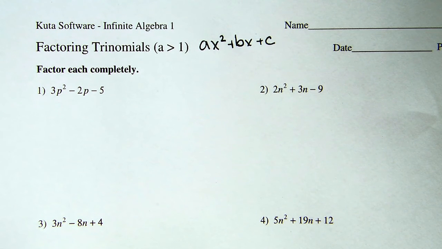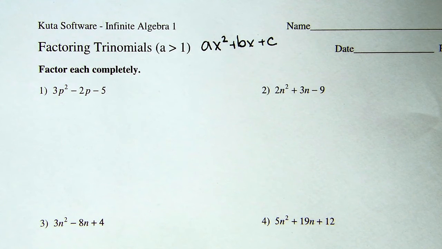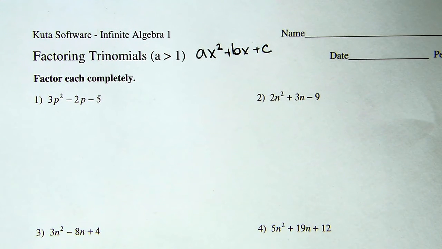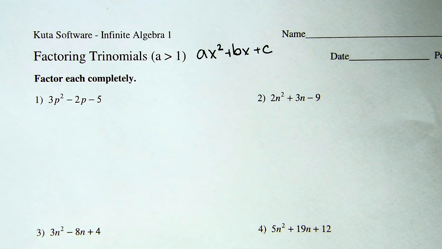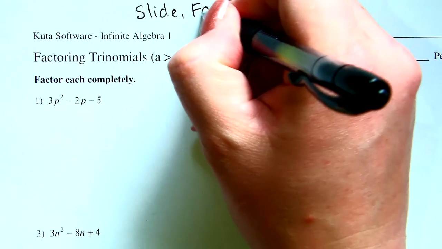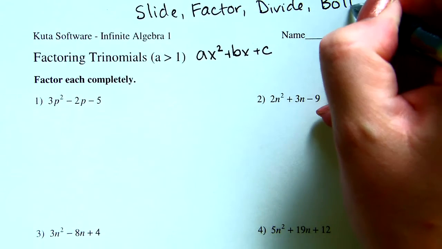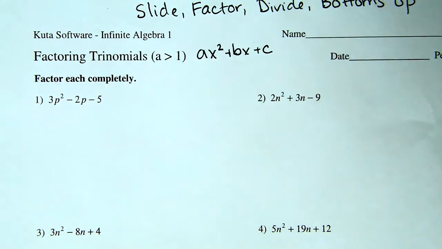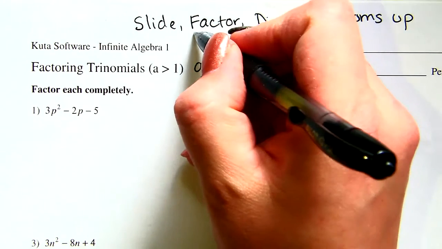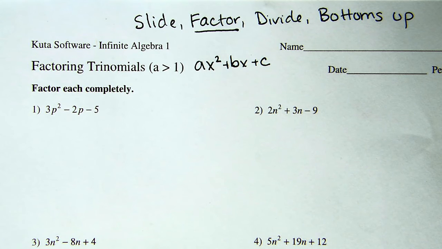The first problem that we're going to be doing together today is number 1. Number 1 says 3p squared minus 2p minus 5. Now, once again, the way in which we're going to be solving these is by using slide, factor, divide, and bottoms up. Now I wanted to add that factor piece in there to remind you that once you slide and you have a workable trinomial, to remember to factor.